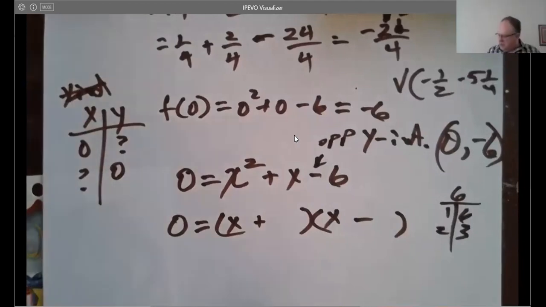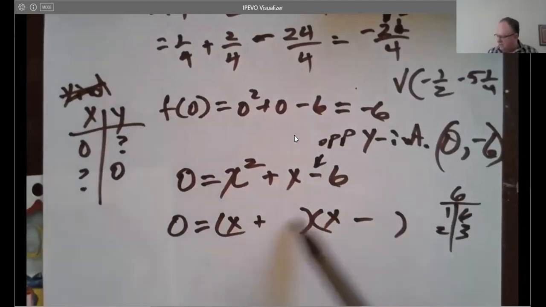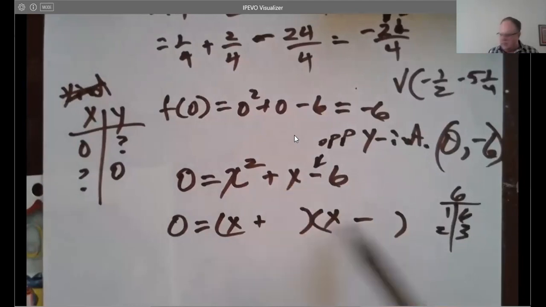Well, it's 2 and 3, right? Because if you do 1 and 6, you're going to get 5 because you're going to subtract these two. And I'll show you what I mean when we check it.